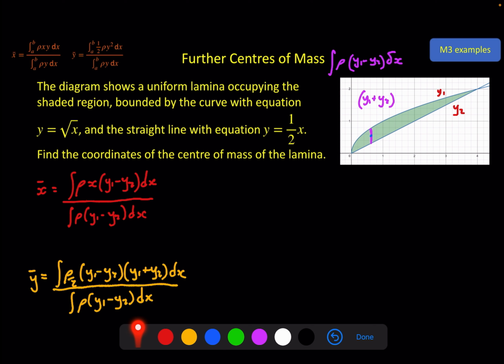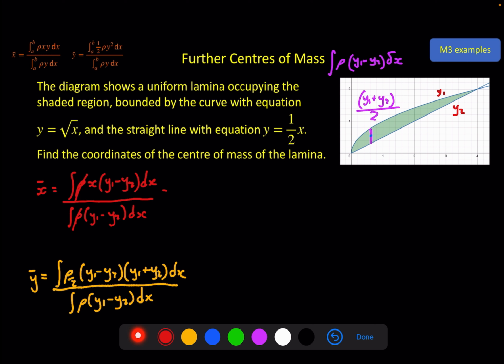This one with the divide by 2 here is the y-coordinate of the centre of mass. I haven't put divided by 2 here, and the x is still just the x-coordinate as it was before. Now we've got our formulas suitably adjusted for this situation, we can go ahead and do the integrating.